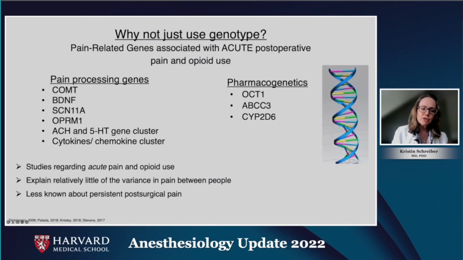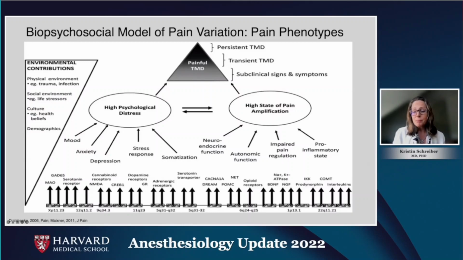Certainly at this point, there's not much at all about what predicts chronic post-surgical pain. However, in the meantime, there's a simpler way to access the variation that is related to genetic variation in the many genes that we know contribute to nociceptive processing. And this is the biopsychosocial model of pain variation, which I'm going to go through.